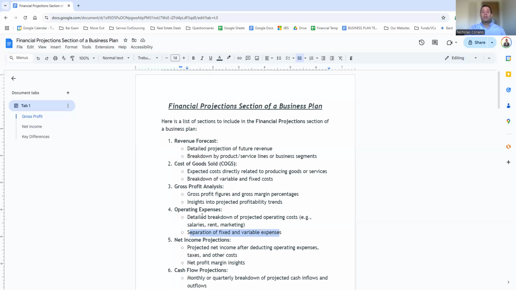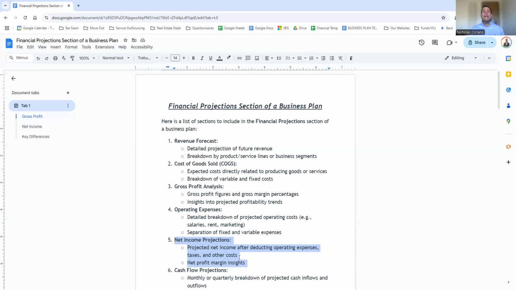The fifth thing you should include in your financial projections section of your business plan is your net income projection. So this is what I was talking about before. Your net income is basically your revenue minus your cost of goods sold minus your operating expenses and taxes and all other costs. So this is everything.